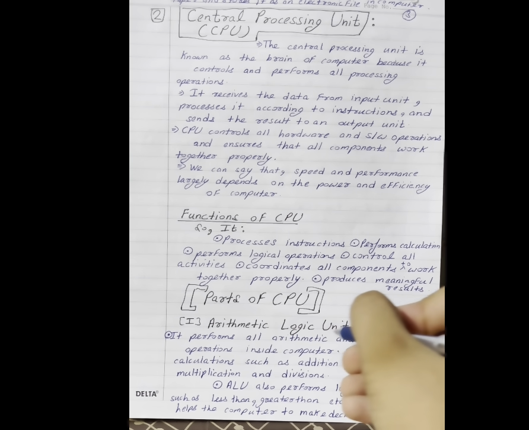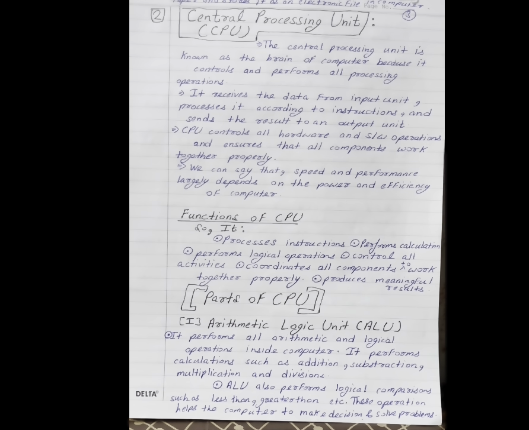So, ALU stands for Arithmetic Logic Unit, and it performs all the arithmetic and logical operations inside the computer. It performs calculations such as addition, subtraction, multiplication, and division. ALU also performs logical operations such as less than, greater than, equal to, etc. And these operations help the computer to make decisions and solve problems.